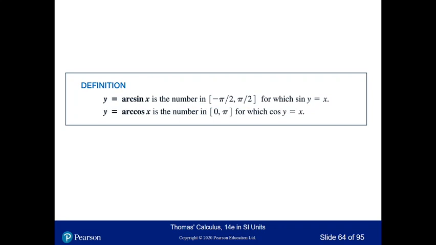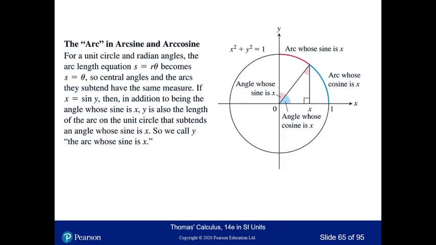Y is equal to arc sine, and this is just giving you the definition. Y is equal to arc sine x is the number in this interval where sine y is equal to x. Okay? Y is equal to arc cosine x is the number in 0 to pi for which cosine y is equal to x. Okay?